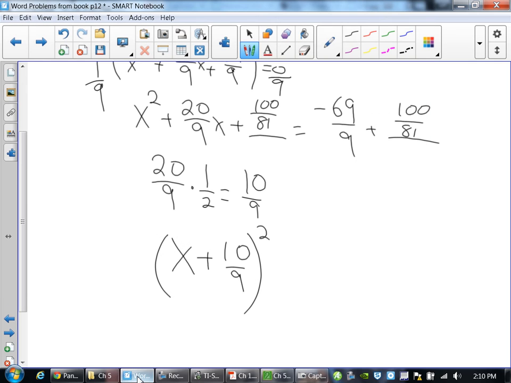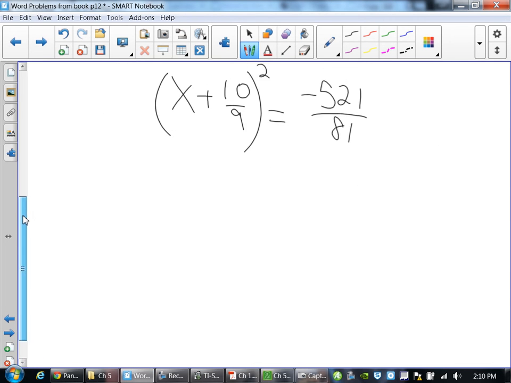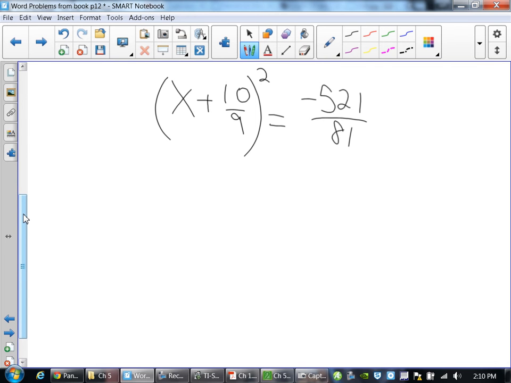Alright, so now I have this is going to equal negative 521 over 81. At this point, I have to take the square root of both sides. I'm going to get x plus 10 over 9 is plus or minus the square root of negative 521 over 9.